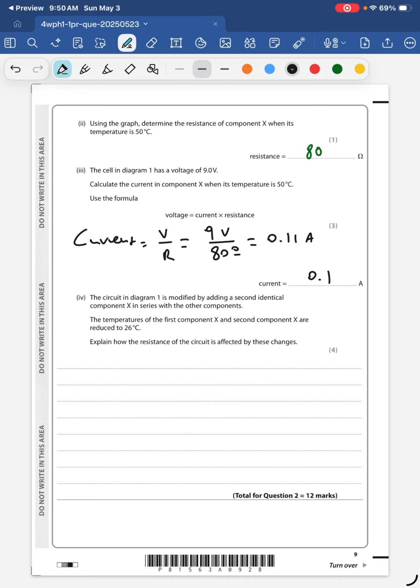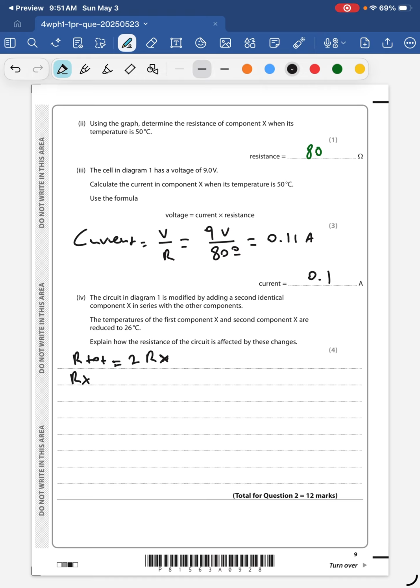And we're left with part 4. The circuit in diagram 1 is modified by adding a second identical component X in series with the other components. The temperatures of the first component X and the second component X are reduced to 26 degrees Celsius. Explain how the resistance of the circuit is affected by these changes. So the total resistance is going to be 2 times the resistance of component X because they are in series. So we add the resistances up.